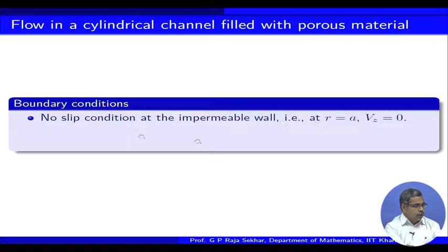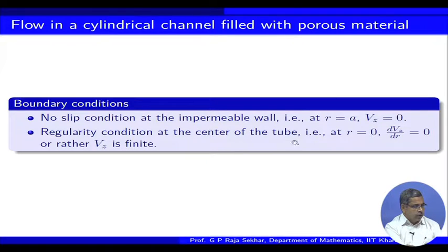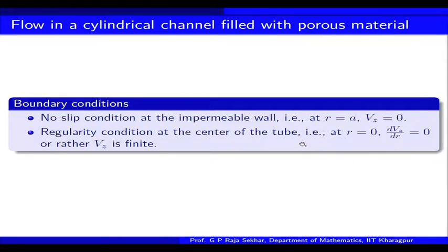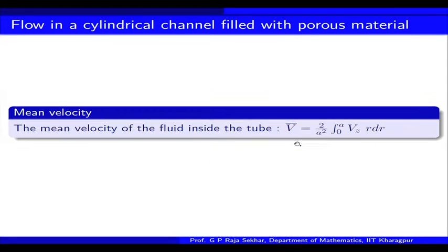So, we do the usual boundary value problem setup. On r equals a, the no slip condition, and then the regularity condition at the center of the tube. So, we do not allow any singularities. So, flow is bounded at r equals 0. Correspondingly we have this. Okay. And this is the mean flow.